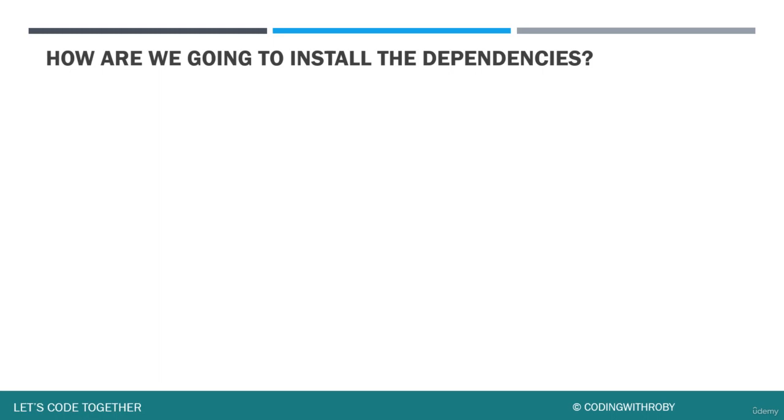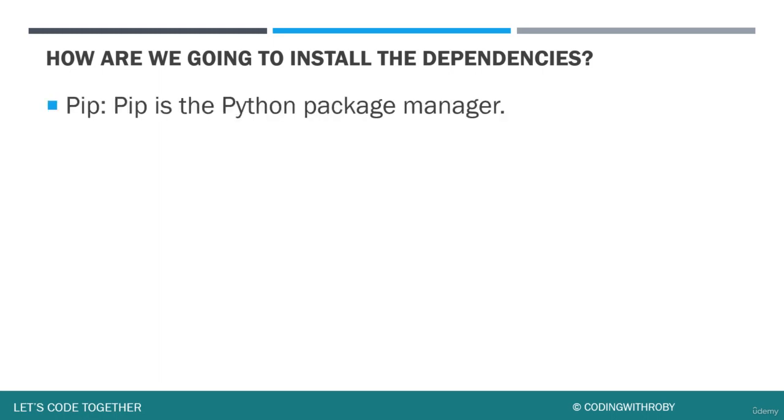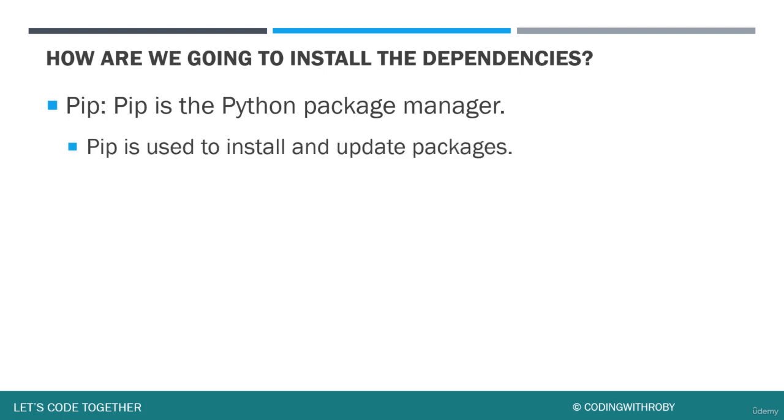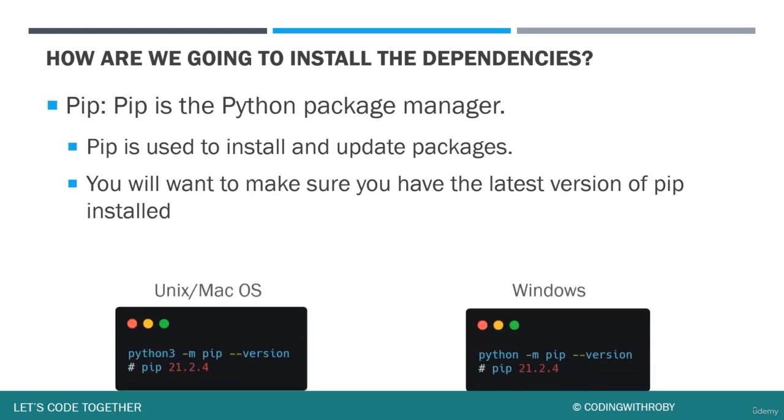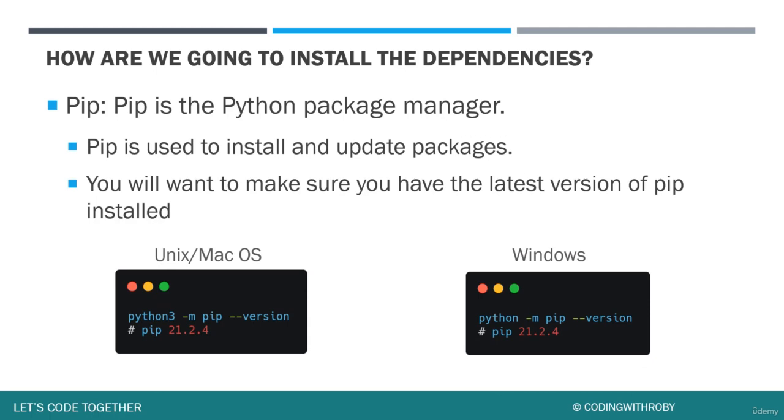So how are we going to install these dependencies? Well, first we're going to use pip. Pip is the Python package manager. Pip is used to install and update packages and dependencies for your project. With that, we will make sure you have the latest version of pip installed.